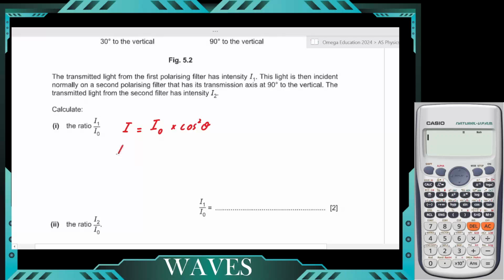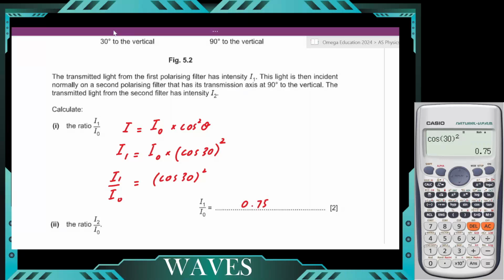Intensity after the analyzer is I1, before the analyzer is I0, and the angle is 30, so cos 30 and then square of the whole function, not square of 30. We have to be very careful with it. And since we need to find the ratio, I can shift I0 to the other side. It will look something like this, and we have cos 30 and square of it. You open up the calculator, cos 30, and then take square of it. We get 0.75. So 0.75.